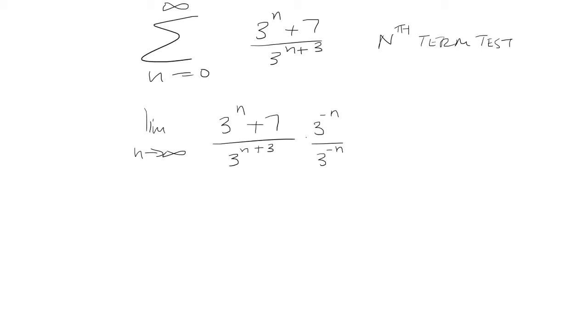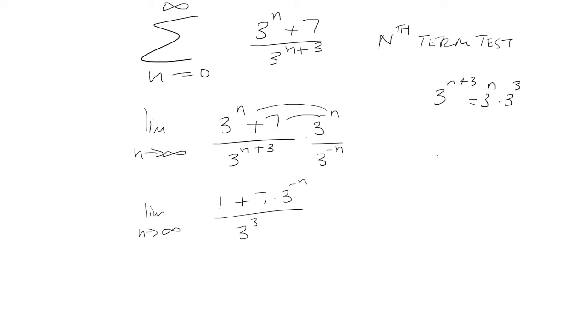Technically it's 3 to the n plus 3, but you can think of 3 to the n plus 3 as 3 to the n times 3 cubed. So I'm just going to keep it simple. Let's just multiply everything by 3 to the negative n. Now we want to distribute the 3 to the negative n to both 3 to the n and 7. And then in the denominator, they have the same base, so you're just going to add the exponents.